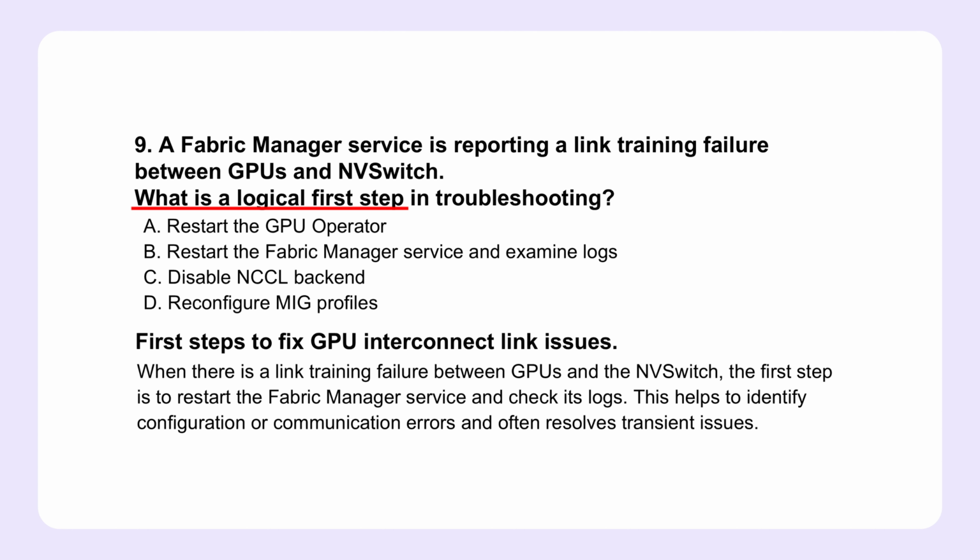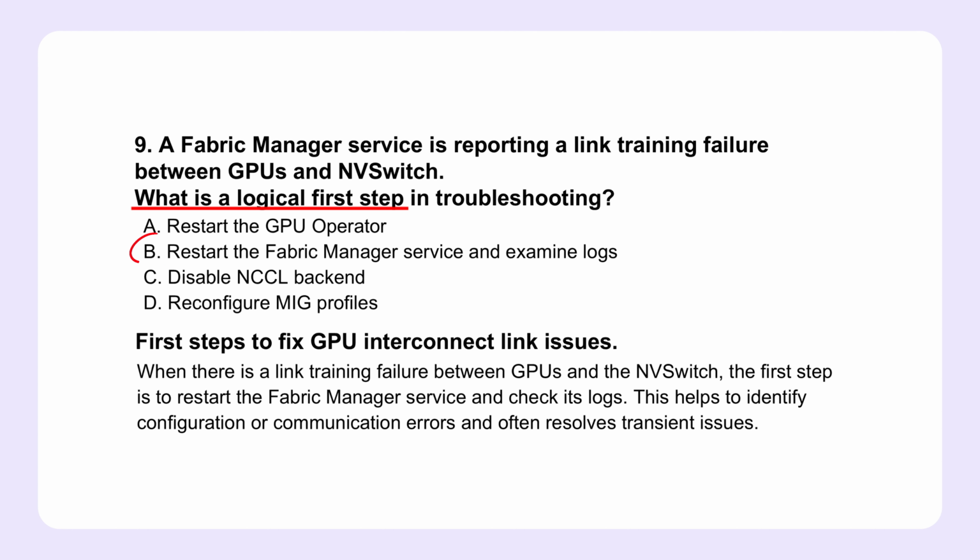Yeah, a link training failure means that fast connection isn't coming up correctly. The logical first troubleshooting step is usually to restart the Fabric Manager service itself. And then, immediately after restarting, you need to examine its logs very carefully. Often it might be a transient glitch that a restart clears. But the logs are key.